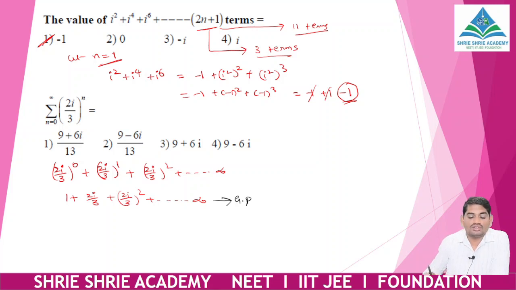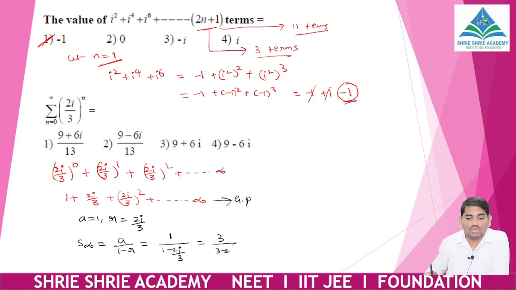So how can we say it is in GP? The ratio between any two consecutive terms is the same. In this series, the ratio between any two consecutive terms is the same. First term is 1 and common ratio R is 2 iota by 3. So how do we find the sum of the infinite terms of a GP? S infinity is equal to A divided by 1 minus R. What is A value? 1. R value is 2 iota by 3. After simplifying, we get 3 divided by 3 minus 2 iota.